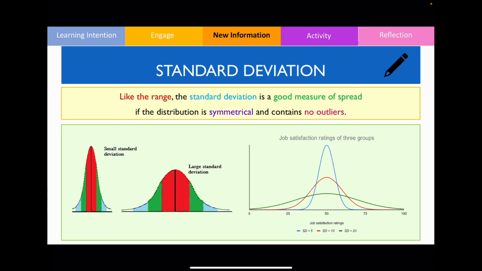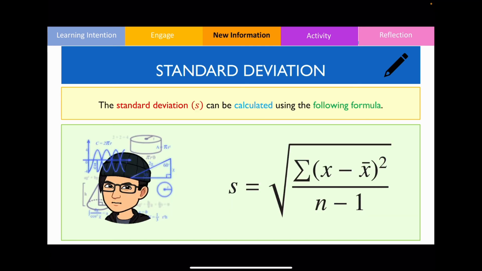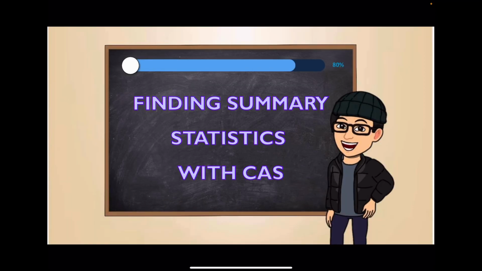In order for us to calculate the standard deviation, we're going to need to apply the funky formula that you see on my screen over here. However, for the purposes of this course, we don't need to actually learn how to calculate this by hand, and we're going to do this by using the CAS calculator. So what I'm going to do now is show you how we find all the summary statistics using the CAS calculator.